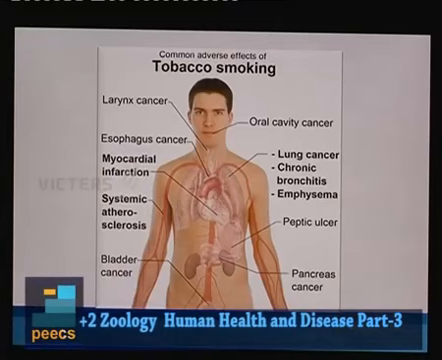Here in this picture you can see the various parts of the human body getting affected by tobacco smoking. It is leading to, you can see, larynx cancer, oral cancer, esophageal cancer, lung cancer, emphysema. Usually chain smokers are affected by emphysema. It will lead to peptic ulcer, cancer of pancreas, gallbladder, urinary bladder, systemic atherosclerosis, myocardial infarction. So, all are common adverse effects of tobacco smoking.